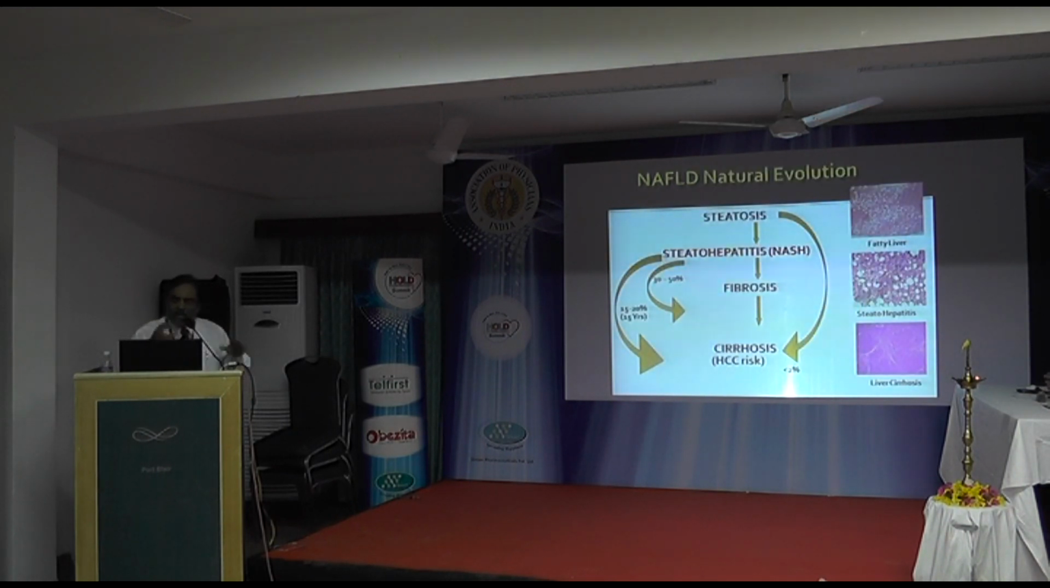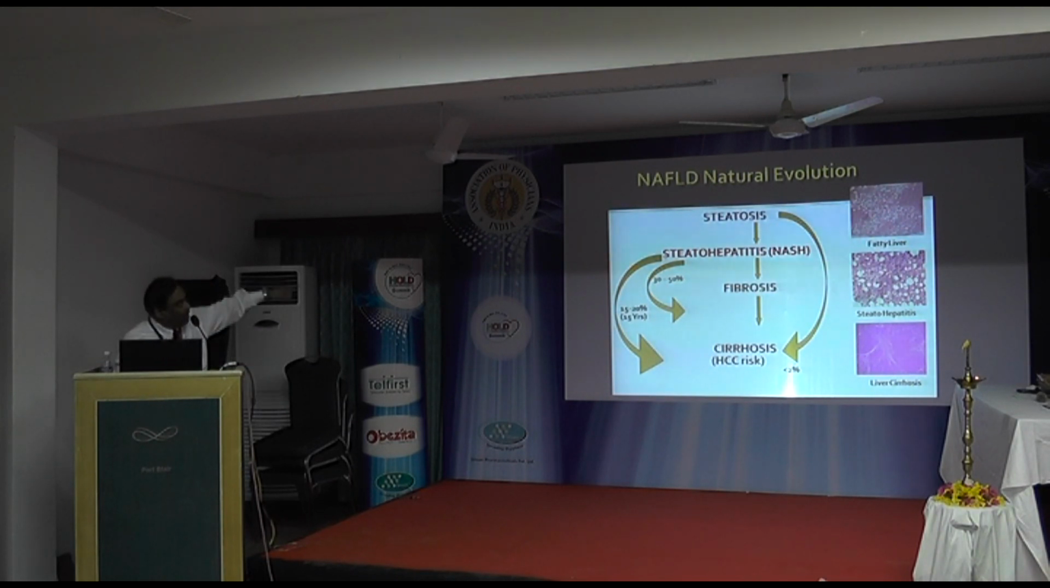Now, this is just to show the natural evolution of fatty liver disease. The fatty liver is predominantly a benign problem with less than 2% risk of developing cirrhosis of the liver. But once they develop steatohepatitis, which means in addition to the fat, there is deposition of inflammatory cells and development of fibrosis, look at the figures there. 30 to 50% of them are going to develop fibrosis, and over a period of 15 years or so, about 20% are going to develop cirrhosis of the liver.